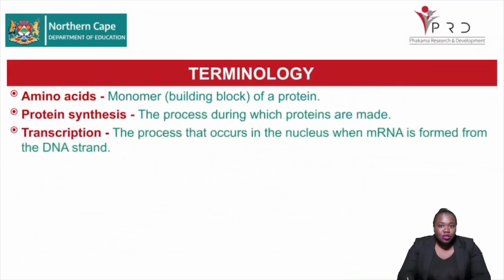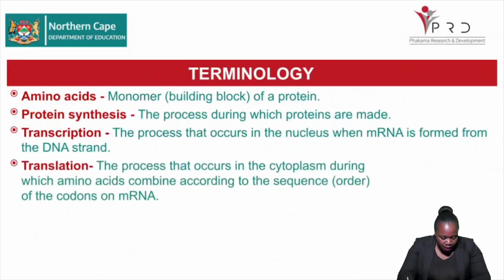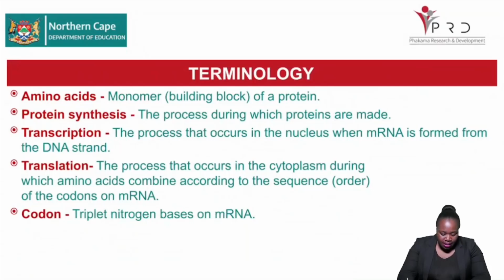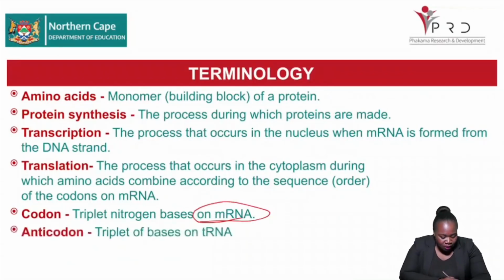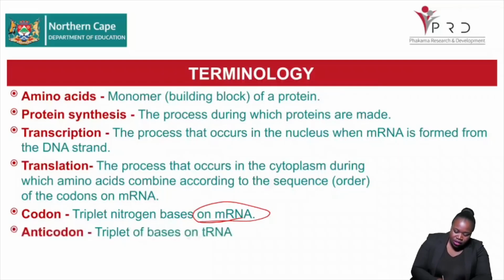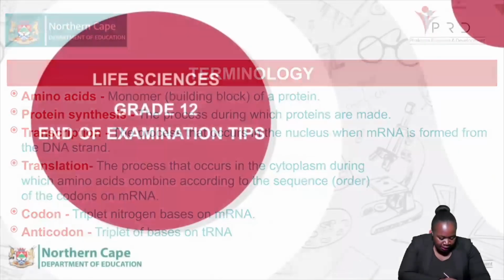And then we have transcription, which is the process that occurs in the nucleus when mRNA is formed from a DNA strand. And then we have translation, which is the process that occurs in the cytoplasm during which amino acids combine according to the sequence or the order of the codons on mRNA. And then what is the codon? That is the triplet nitrogenous base that is found on mRNA. Anticodon, the triplet nitrogenous base found on tRNA.